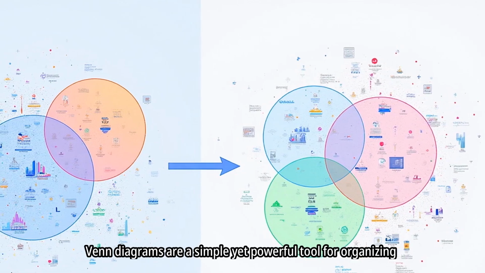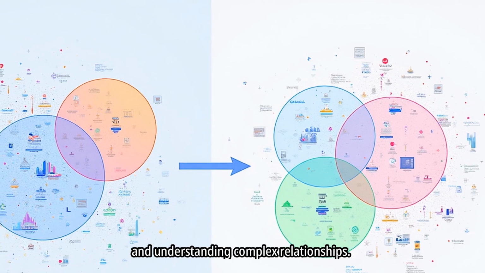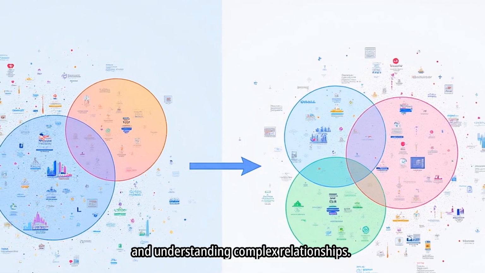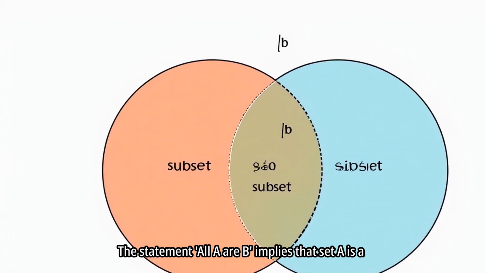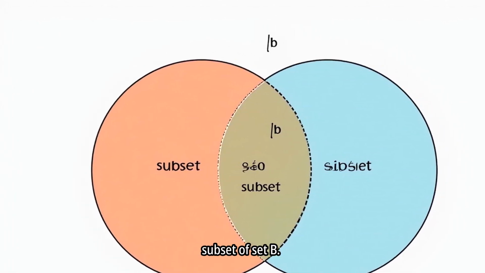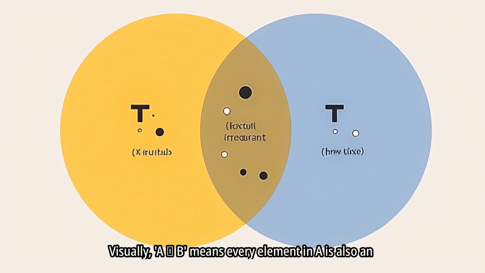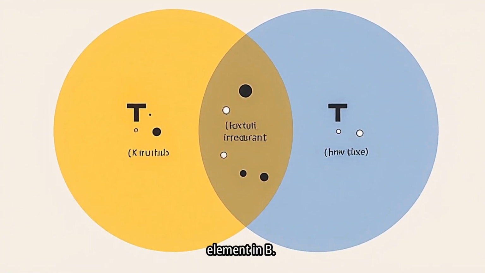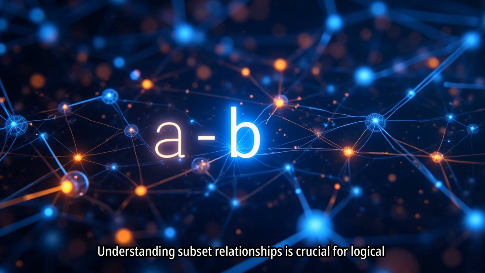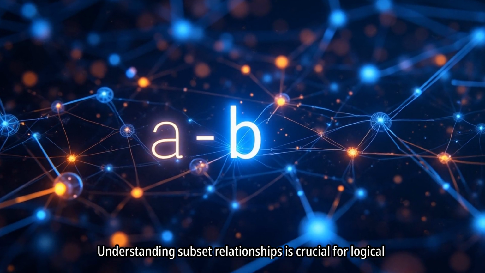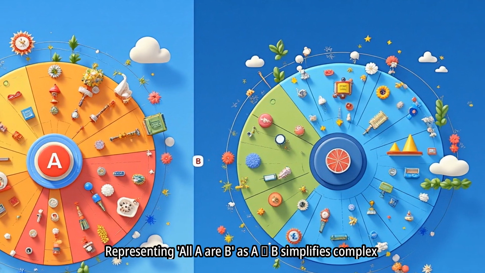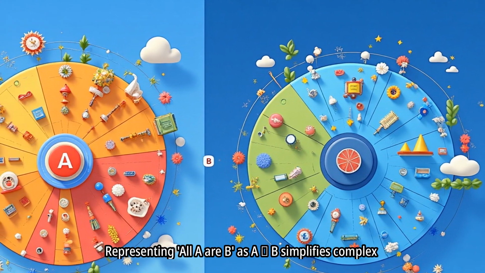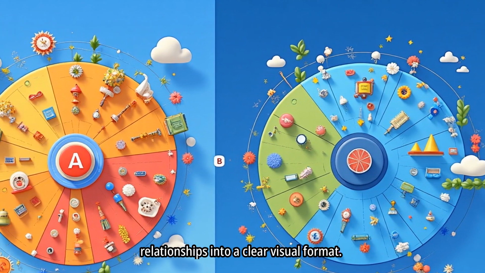Venn diagrams are a simple yet powerful tool for organizing and understanding complex relationships. The statement, all A are B, implies that set A is a subset of set B. Visually, A inside B means every element in A is also an element in B. Understanding subset relationships is crucial for logical reasoning and problem solving. Representing all A are B as A inside B simplifies complex relationships into a clear visual format.